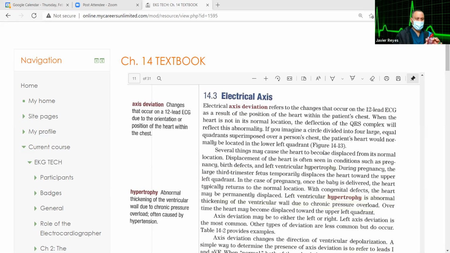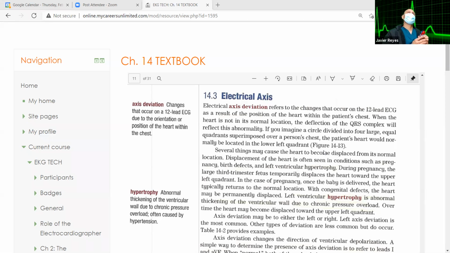So what happens with axis deviation? Why does it happen? It refers to the changes that occur in the EKG waveform when there is an enlargement of the muscle, leading to a deviation in the electricity. You'll see some examples right now.